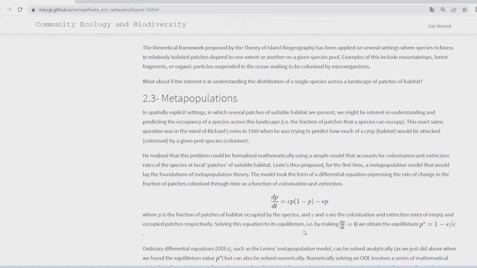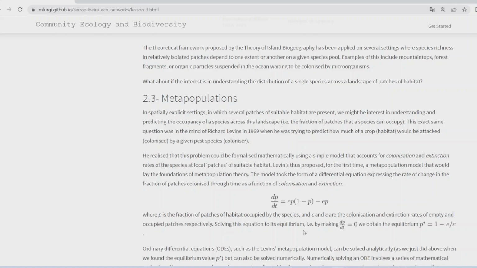Richard Levins was looking at a system in which he was trying to predict the fraction of patches of a given crop, because this was an applied problem for pest management. The fraction of patches of a given crop that a pest could invade, that it could occupy. This is very relevant because there is a lot of research into pest management and what the best strategies are to prevent pests from invading crops.